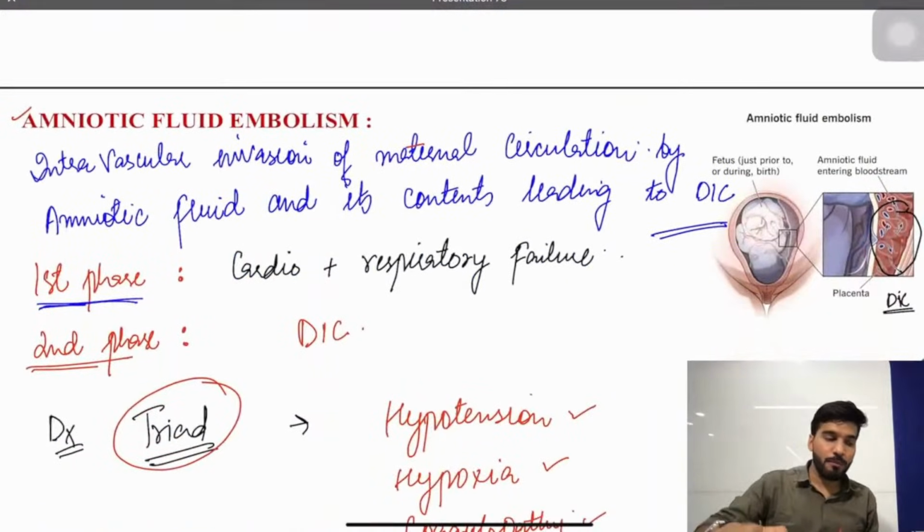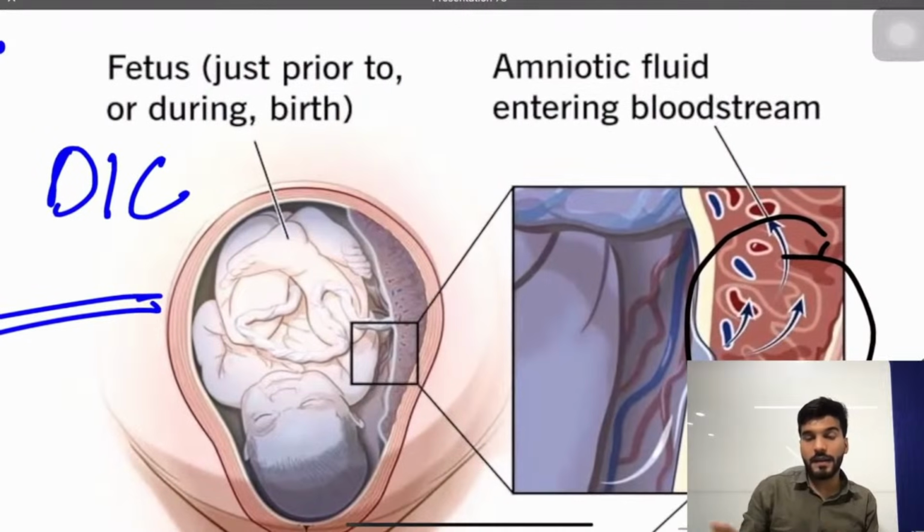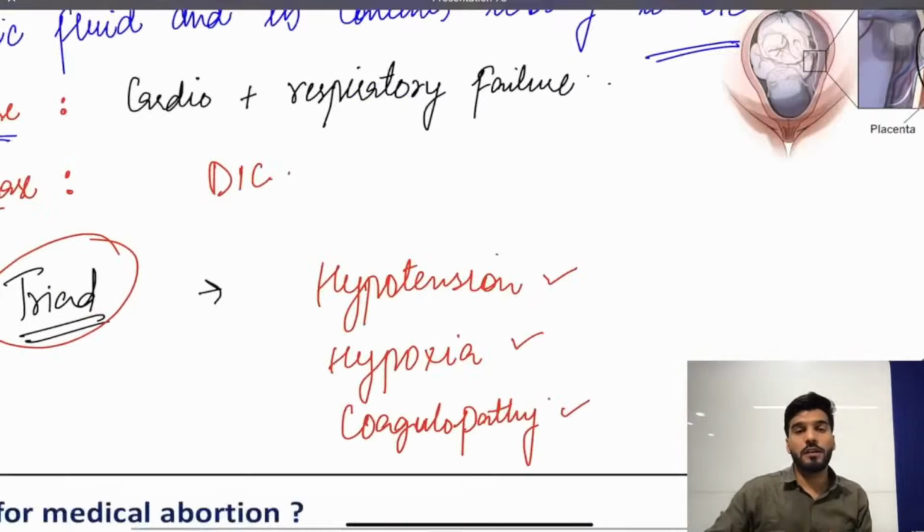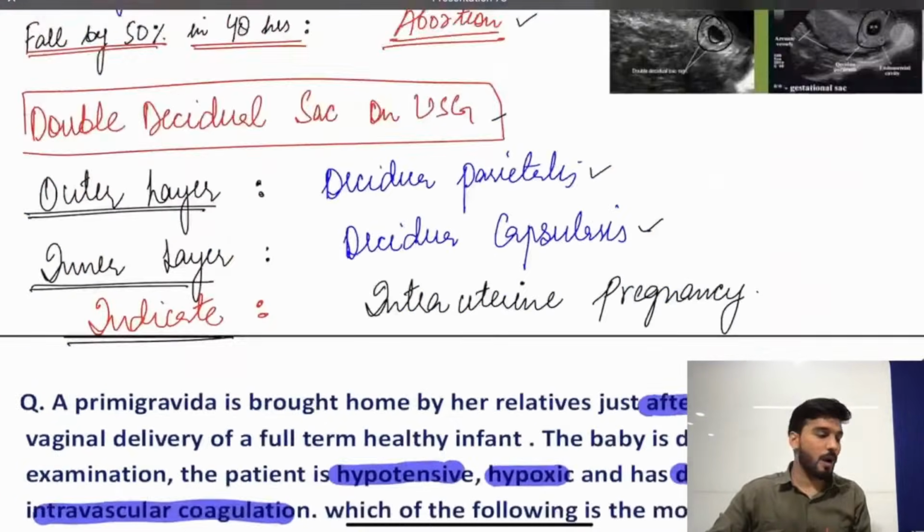Followed by that, amniotic fluid embolism. What is exactly happening? There is an intravascular invasion of the maternal circulation by amniotic fluid and its contents, which will lead to DIC, so the contents are entering into the bloodstream. That's why the embolus is formed and the mother has a first phase of cardiorespiratory failure, where the patient is complaining of hypotension and hypoxia, and then in the second phase, there is disseminated intravascular coagulopathy. This is a classical case of amniotic fluid embolism. That is all about part 1.